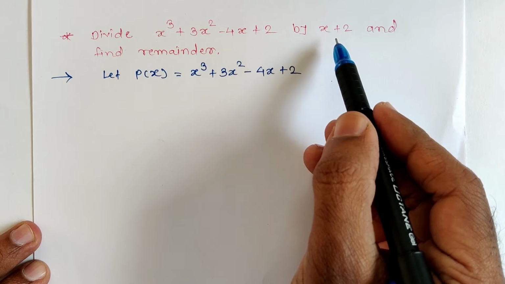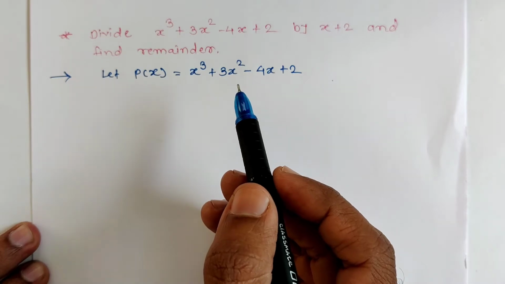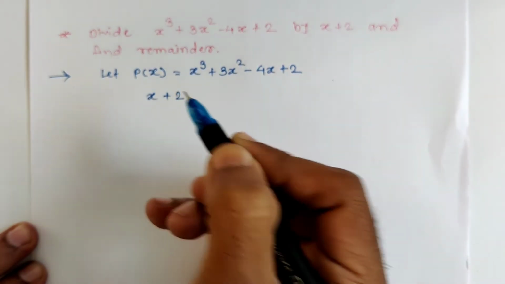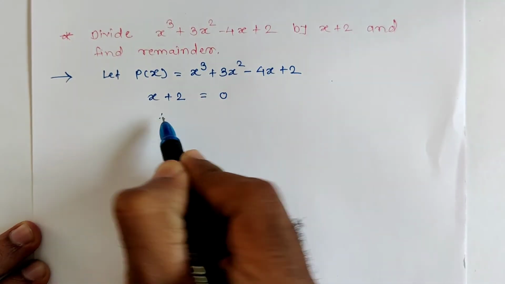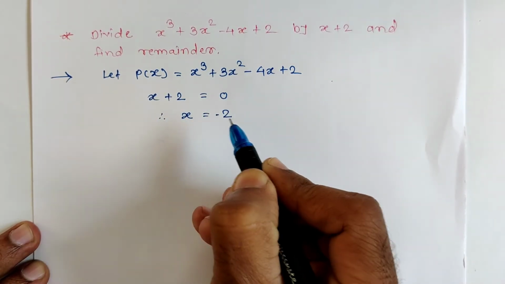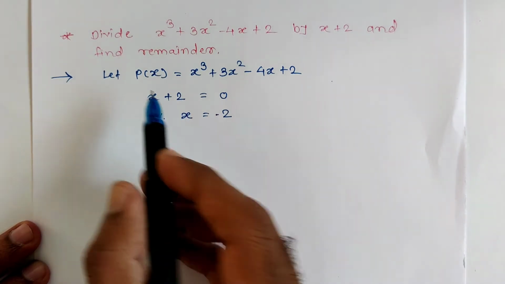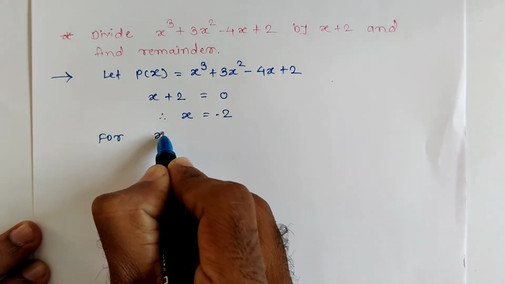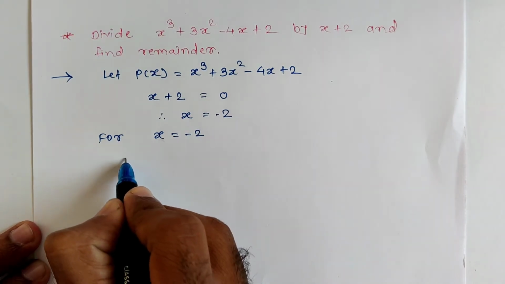So we have to find the value of this polynomial for x equal to minus 2. This is because we have to divide the given polynomial by x plus 2, so we should equate that to 0. If we transfer plus 2 to the right hand side, it will become minus 2. So now we have to find the value of the given polynomial for x equal to minus 2.